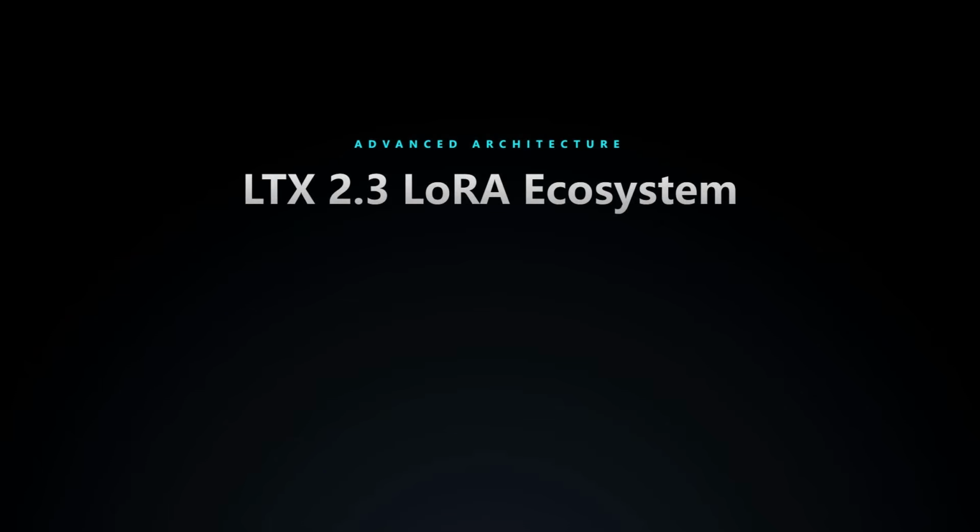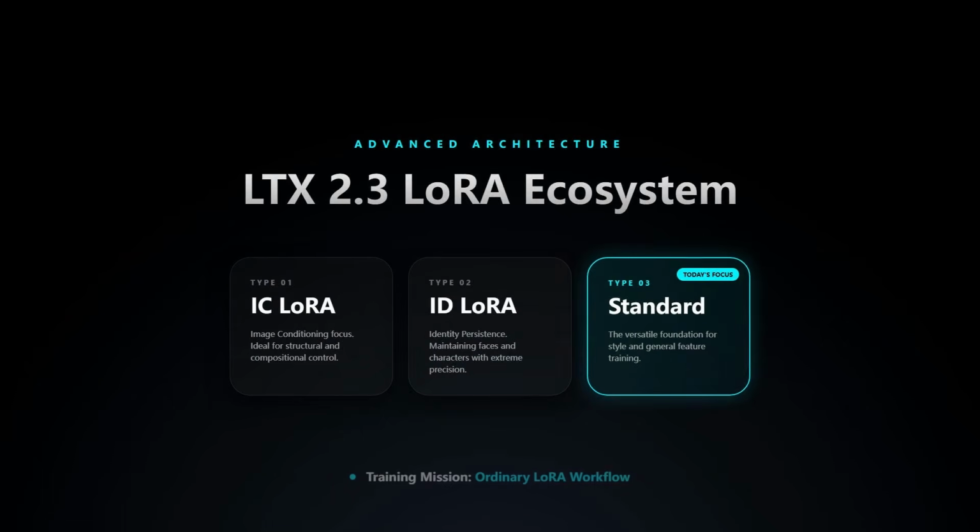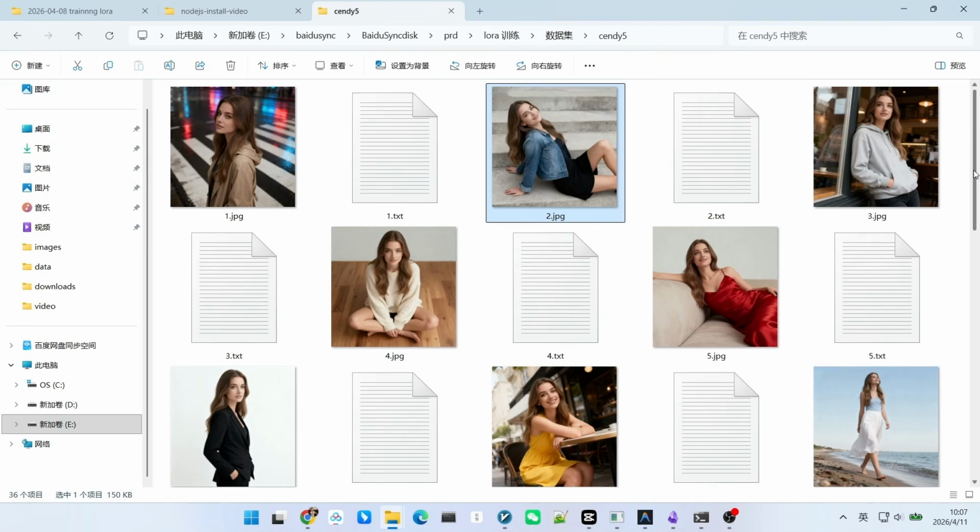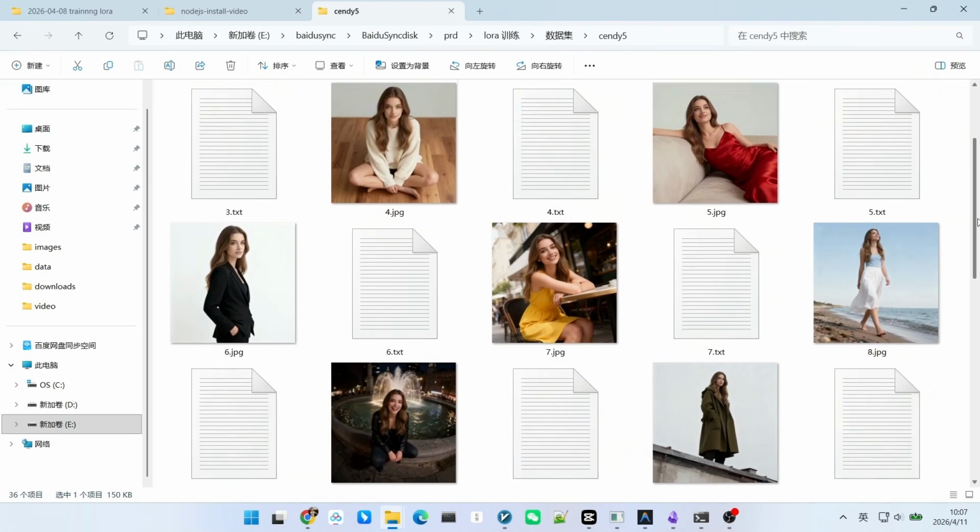Next, we need to highlight some differences when training an LTX 2.3 LoRA. First, there are three types of LTX LoRAs. The first is called IC LoRA, the second is ID LoRA, and the third is what we call a standard LoRA. Today, we are training a standard LoRA or a character LoRA.